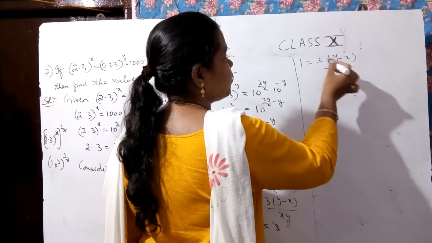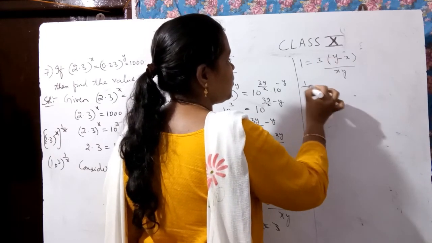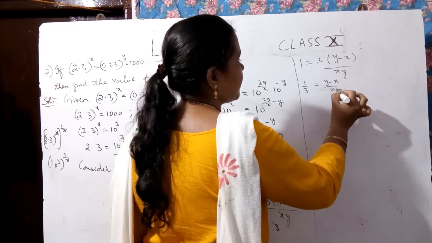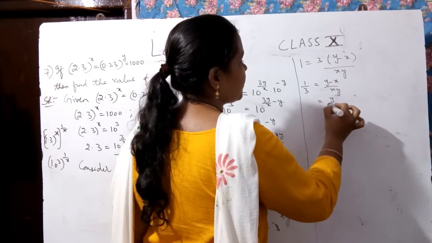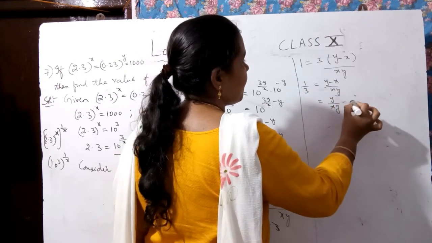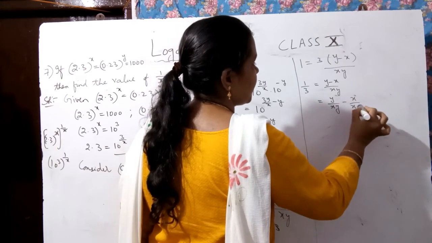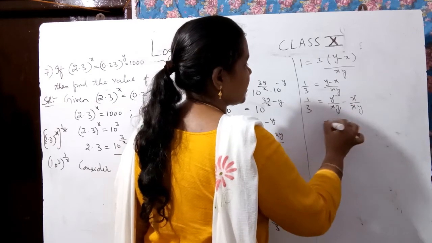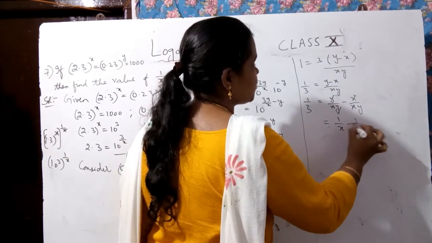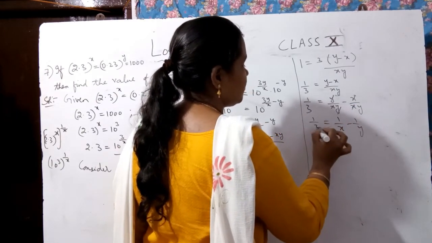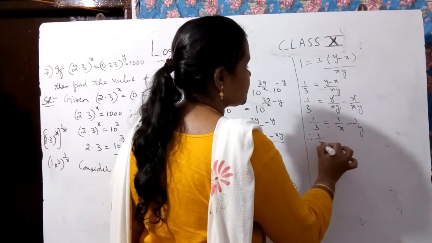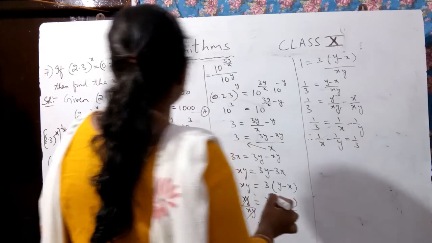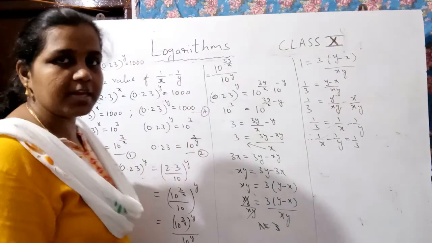This 3, if I bring it to this side, it divides. 1 by 3 is equal to (y minus x) by xy. So apply the denominator separately: y by xy minus x by xy is 1 by 3. So y gets cancelled, x gets cancelled. So 1 by x minus 1 by y is 1 by 3. Therefore 1 by x minus 1 by y is equal to 1 by 3. So we have to find the value of 1 by x minus 1 by y.